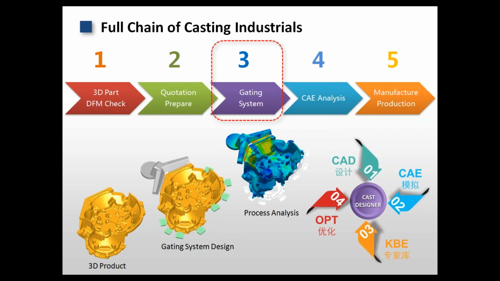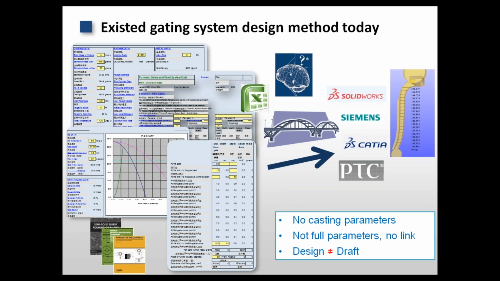Okay, now let's move on to the gating system. The gating system is quite important because it is really critical for the filling process. In a traditional way, we all know that the experience is stored in the engineer's brain. It is not stored in the software. Most of our experience is in Excel files or on paper.